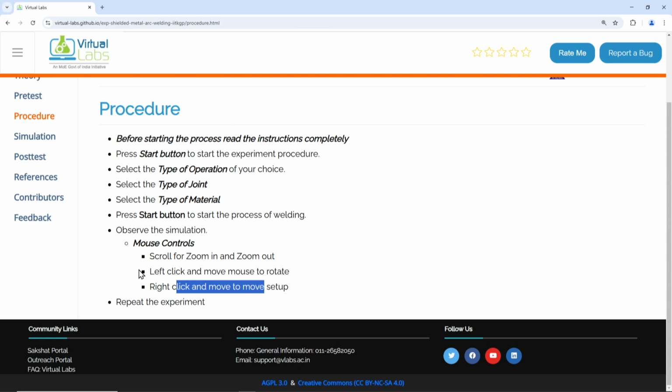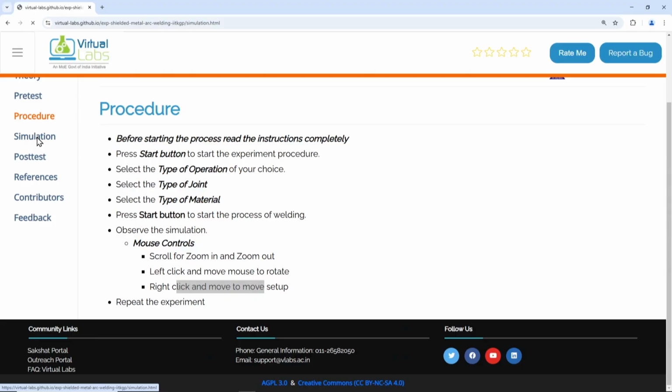Repeat the experiment. This is kind of a simulation that you see in various CAD softwares, computer aided design softwares, where you try to drag the figure from one place to another, the animation or figure that is there, or you try to zoom in and zoom out, or you try to move the overall figure from one point to other. Those all controls are given here. Let me come to the simulation.